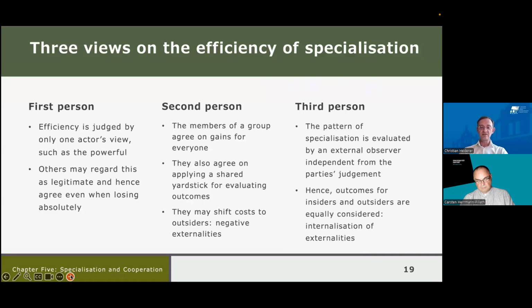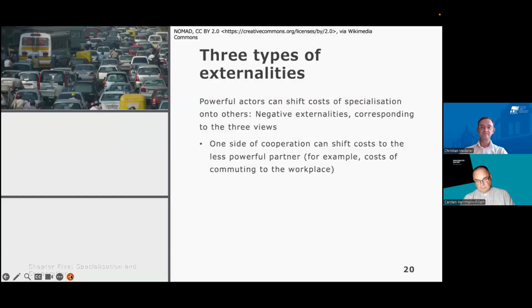A complete view on efficiency requires the third-person perspective, which includes both members and non-members. Only here, a complete internalization of externalities can be achieved. We can further categorize these differences by focusing on negative externalities. These are costs of cooperation that are passed on to a party without compensation and voluntary agreement. From a first-person perspective, one party may transfer burdens to the cooperating partner, thus increasing its own benefits. For example, most workers may have to bear the costs of commuting to the workplace, while top managers may have a company driver.